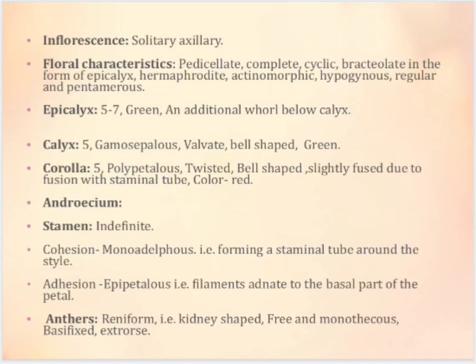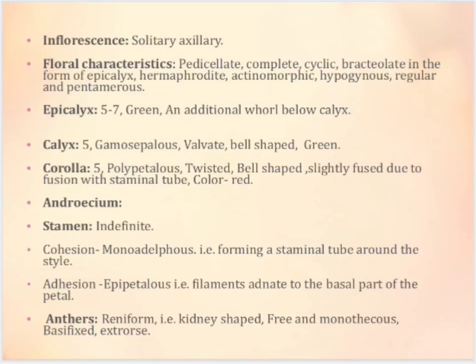5 petals are present in another whorl that is known as corolla. All petals are free from each other, hence the condition is polypetalous, and the aestivation of petals is twisted. Shape is bell shaped and slightly fused due to fusion with the staminal tube, and red pink in color.